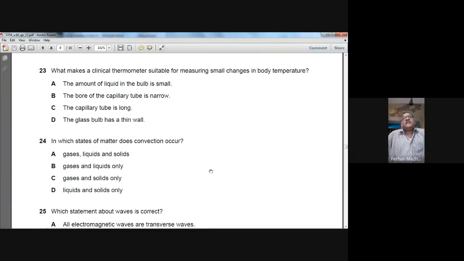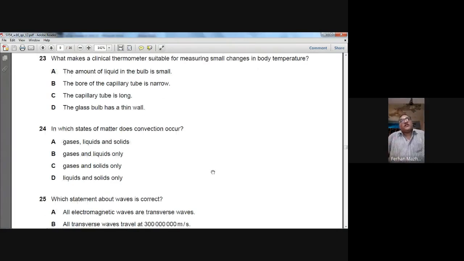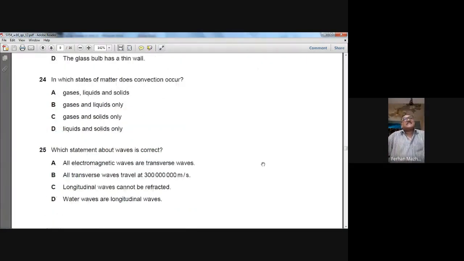The bore of the capillary tube is narrow. That is the thing which will make it more sensitive and more suitable for measuring small changes in temperature. So question number 23, B is the option. Question number 24 is on your screen. In which state of matter does convection occur? Convection occurs in gases and in liquids only. So B is the option. Question number 24, B is the option.